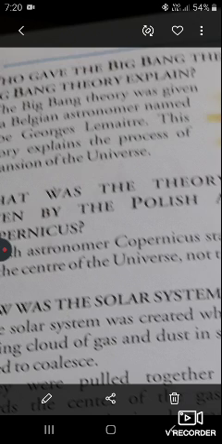What was the theory given by the Polish astronomer Copernicus? Copernicus stated that the sun was the center of the universe, not the earth. How was the solar system created? The solar system was created when a rotating cloud of gas and dust in space started to coalesce, and they were pulled together towards the center of the gas and dust cloud by their gravitational attraction. The gas and dust at the center collapsed to form the central star of the solar system.